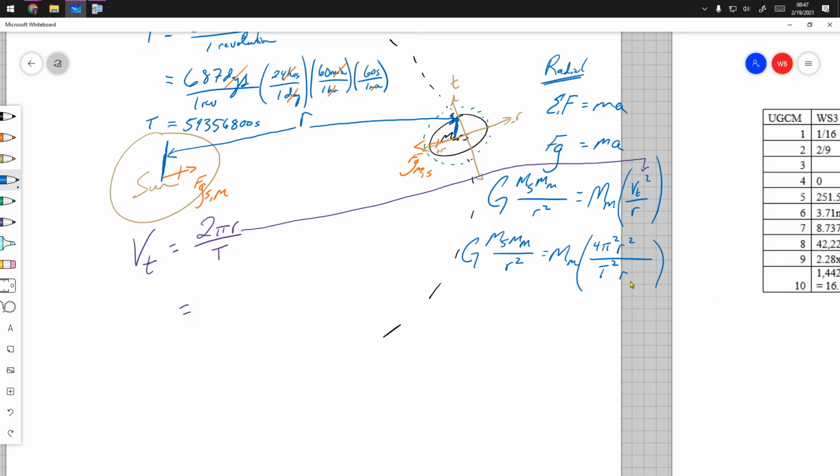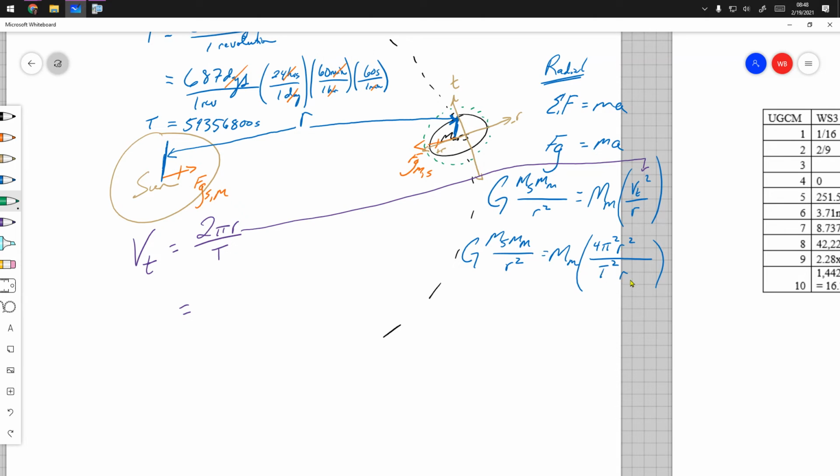Okay, there we go. So if you're with me there, let's clean this up, because it looks like I have everything. I know G, I know these masses. I don't know the radius, but that's what I'm trying to find. I know this mass, I know these guys. I don't know that, but that's what I'm trying to find.